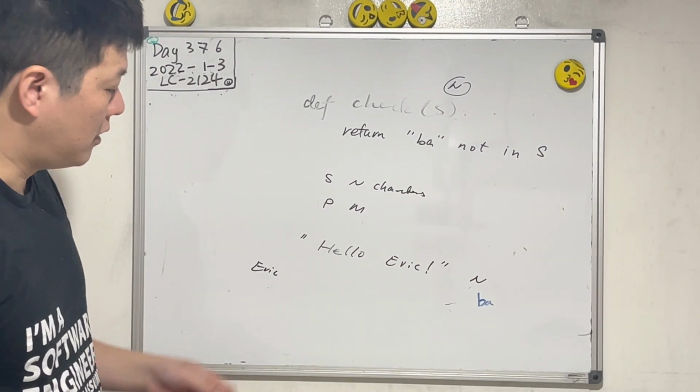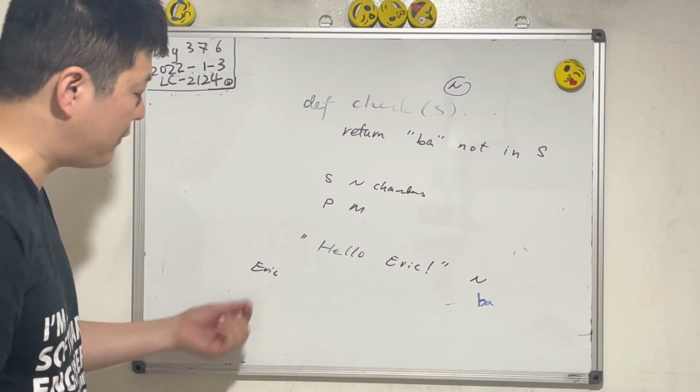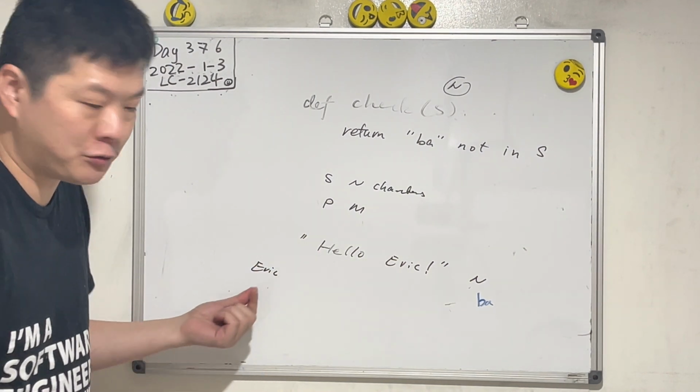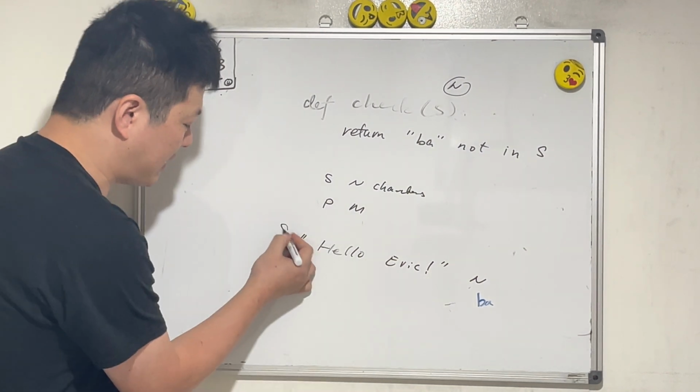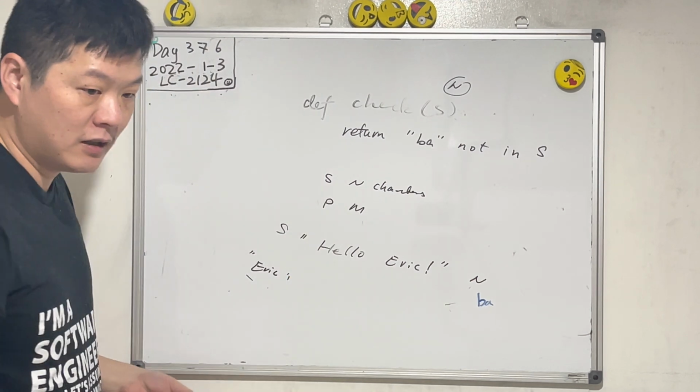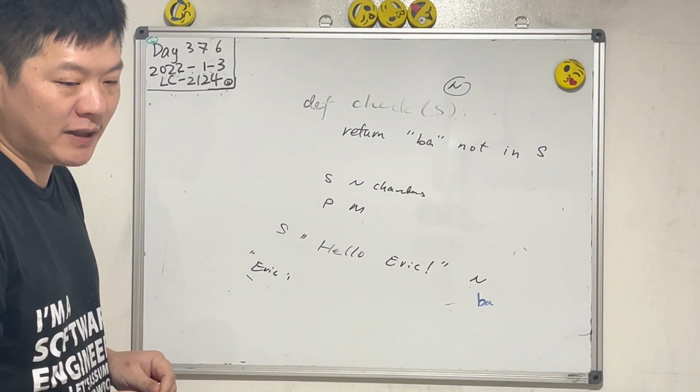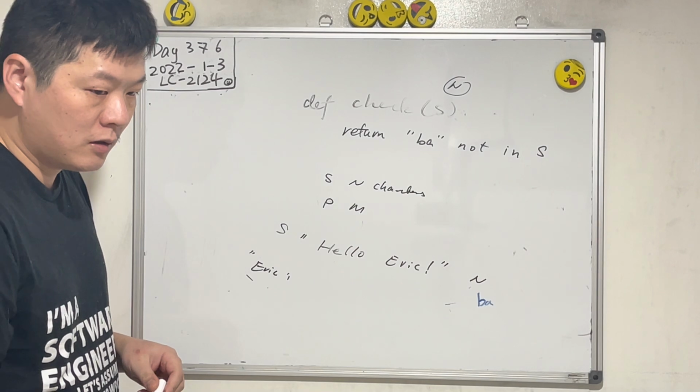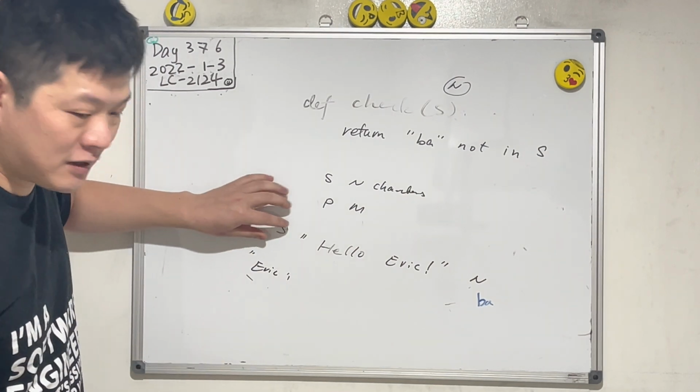Ryan, what did Teddy say? Come on. If we are looking for Eric, how would you do it? If this string S contains Eric, how would we implement it? It doesn't contain A or B. Yeah, I'm just thinking.